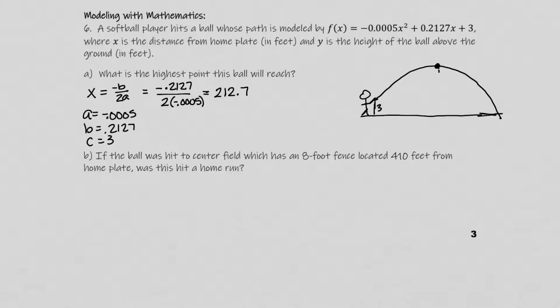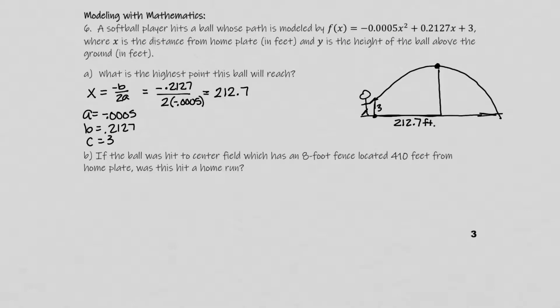Okay, so that's the x value. That's how high this is. No, it's not. It's how far from home plate. It's how far from where you hit it. So I know this is 212.7 feet. And then we need the actual height of the ball.